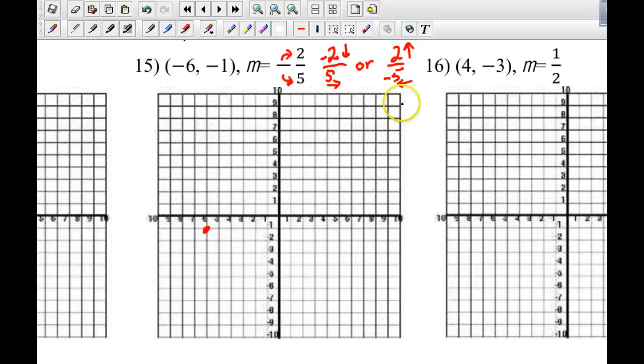So which one do you want to do? One on the left. One on the left. Yeah, if you do the one on the right, if you go up 2 and left 5, you go off the graph. That's a good sign not to go that direction. So yeah, go down 2 and left 5.